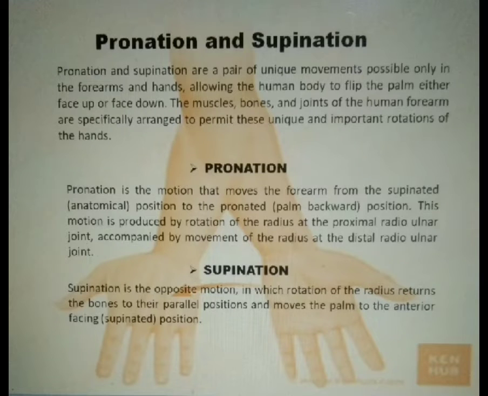Pronation is the motion that moves the forearm from the supinated anatomical position to the pronated palm-backward position. This motion is produced by rotation of the radius at the proximal radio-ulnar joint, accompanied by movement of the radius at the distal radio-ulnar joint. Supination is the opposite motion, in which rotation of the radius returns the bones to their parallel position and moves the palm to the anterior-facing supinated position.